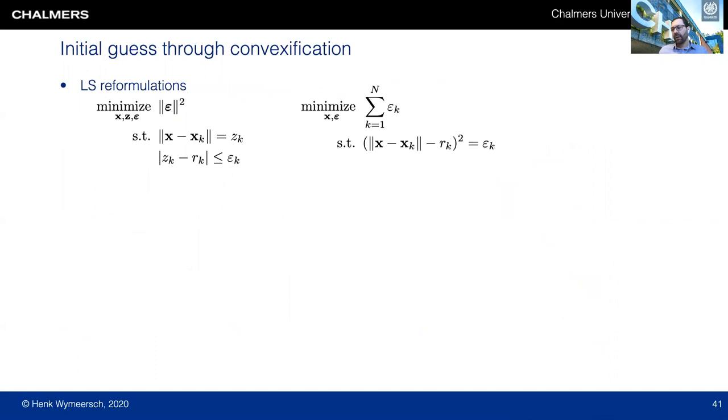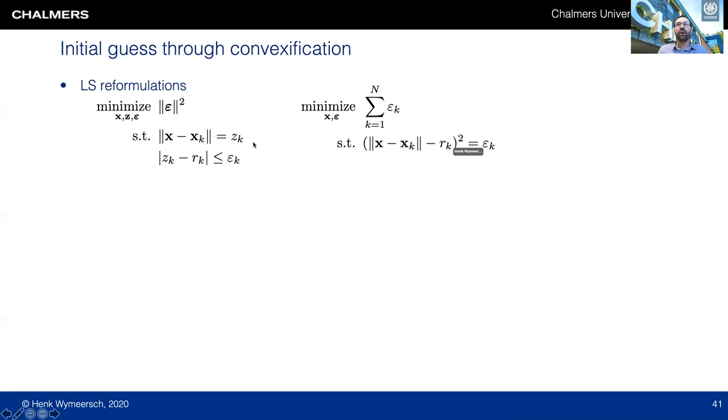This is a reformulation of the least squares problem, where I want to minimize a sum of these epsilons, where each epsilon is the difference between the unknown distance and the observation. This turns out to be equivalent to the least squares problem, but because this is an equality constraint with a nonlinear function, I cannot solve this.